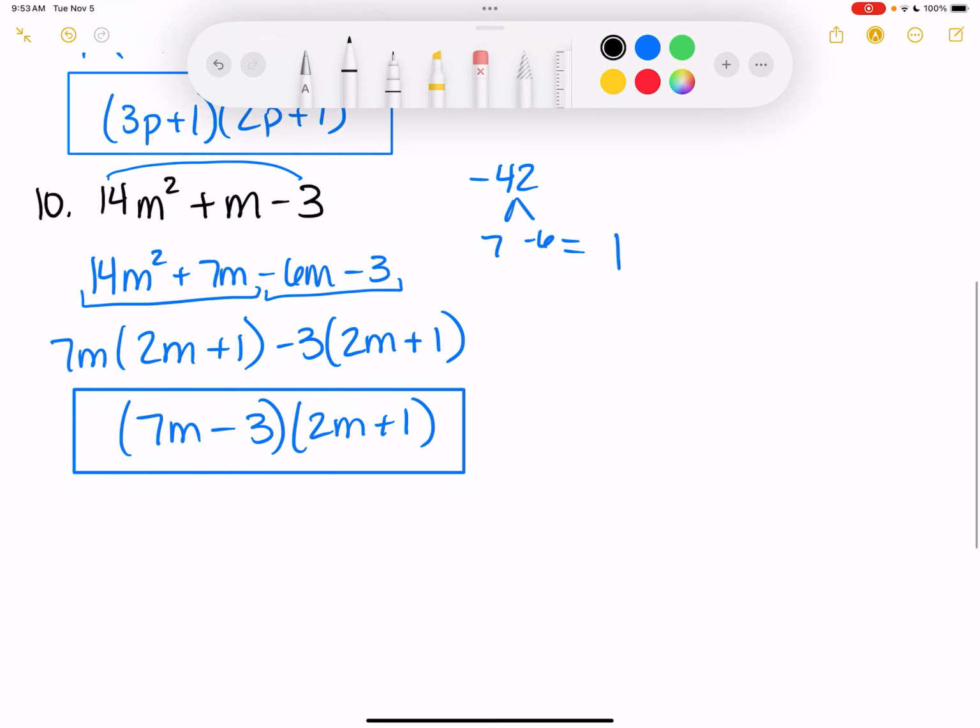All right, factoring with special patterns. So what are my 2 special patterns that I can have? Perfect square trinomial. What's the other one? Difference of squares. So 4r squared minus 25.